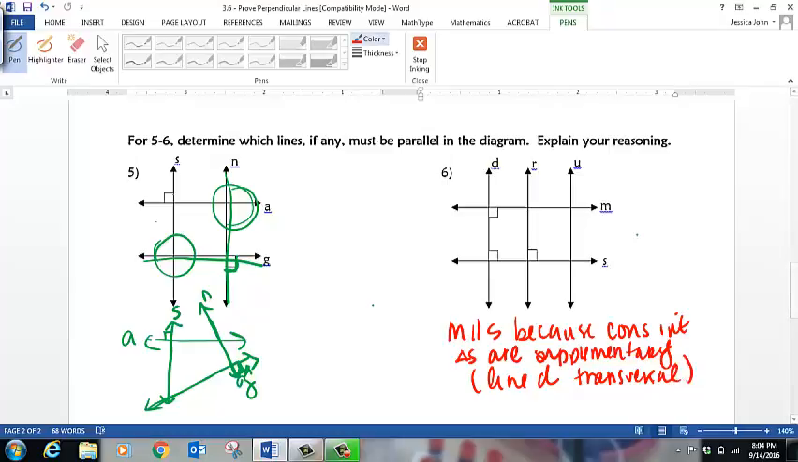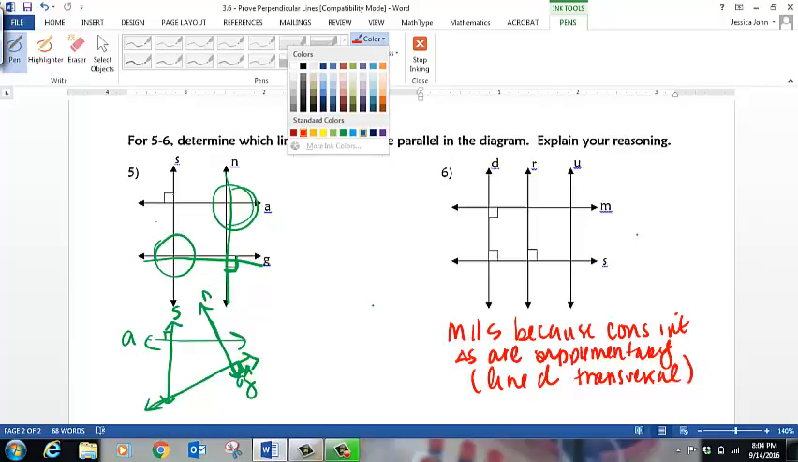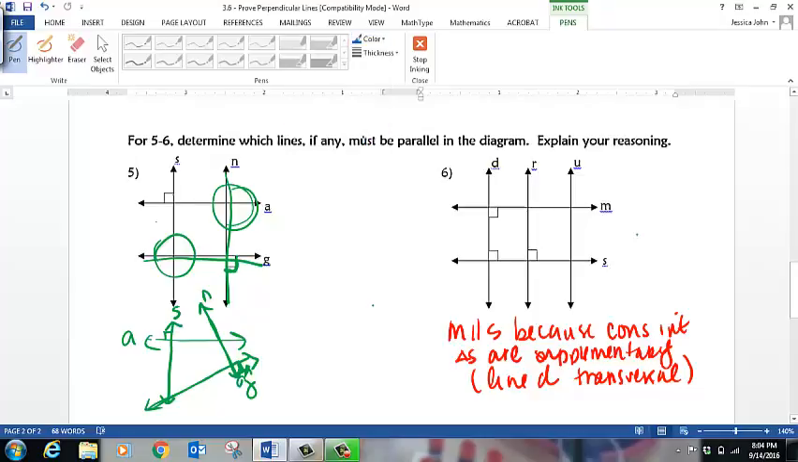Now let's take a look and see if we can figure out if any other lines are going to be parallel in here. Okay, so as you guys can see, maybe you're already noticing this, we have this right angle here and this right angle here. Okay, so it looks like D and R are going to be parallel.